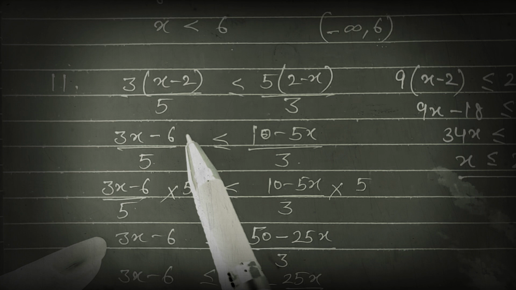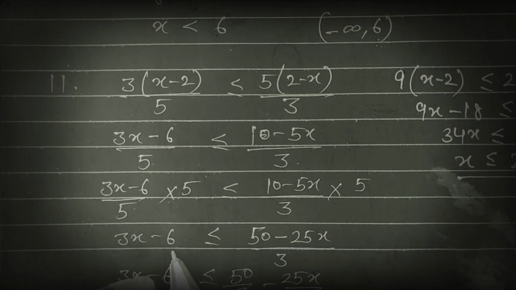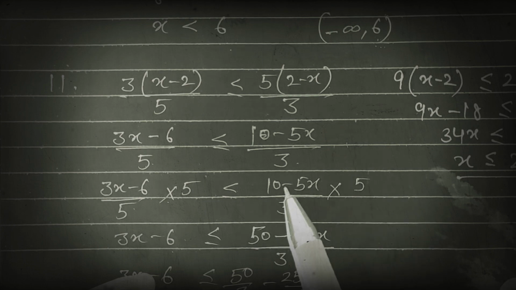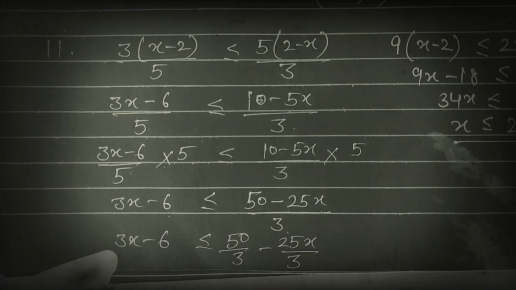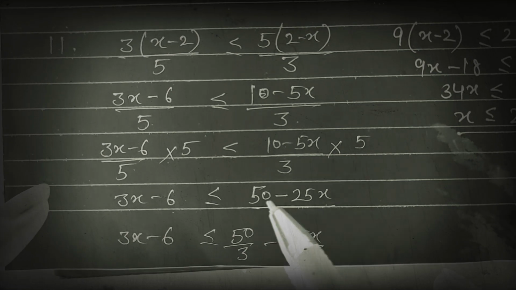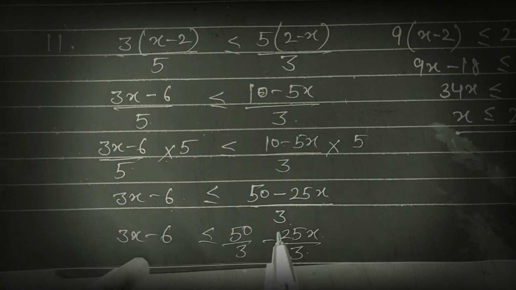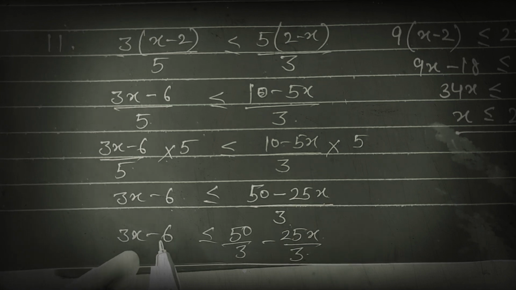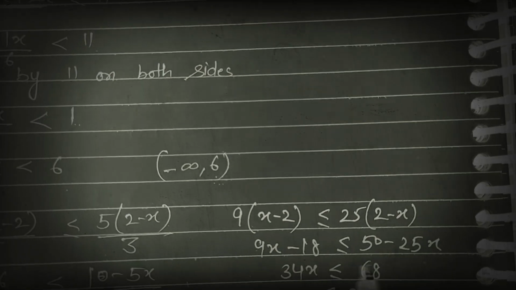So firstly multiply by 5 on both sides, so 5 cancels with 5, it is 3x minus 6, and here 5 multiplies with the numerator, 50 minus 25x upon 3. So after that we will divide separately, 50 upon 3 minus 25x upon 3. Then we will take x here, minus 6, then we can add 6 on both sides. After that we will add 25 by 3x on both sides. So for this we can use this method also.